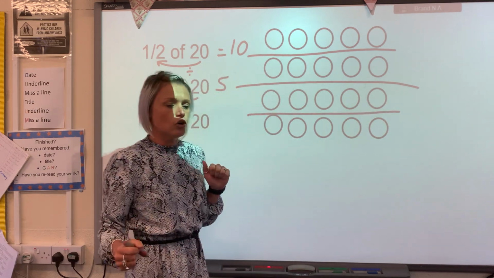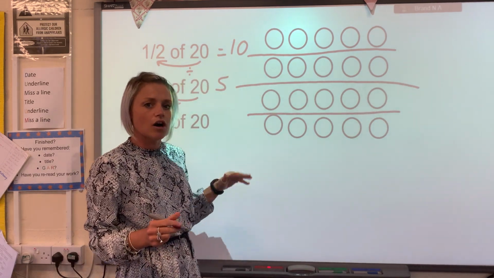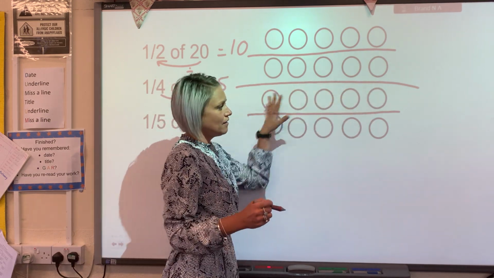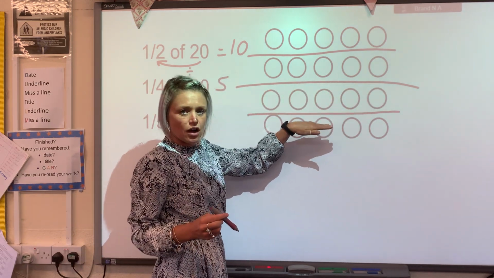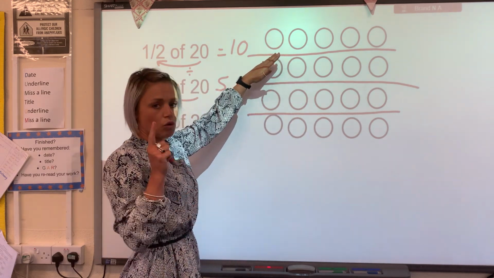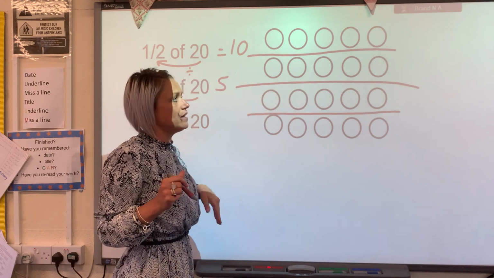If you remember what I said before, a quarter is half of a half. So before my line was there, and I had 10, and I've split 10 in half. We all know that half of 10 is 5. So now each row, which is 1 quarter, has got 5 in it.